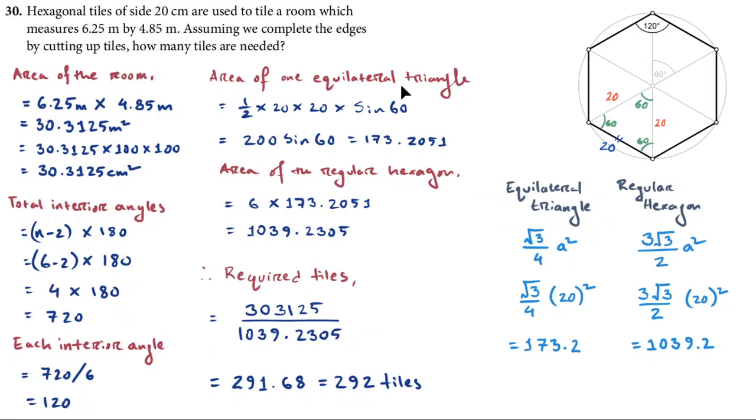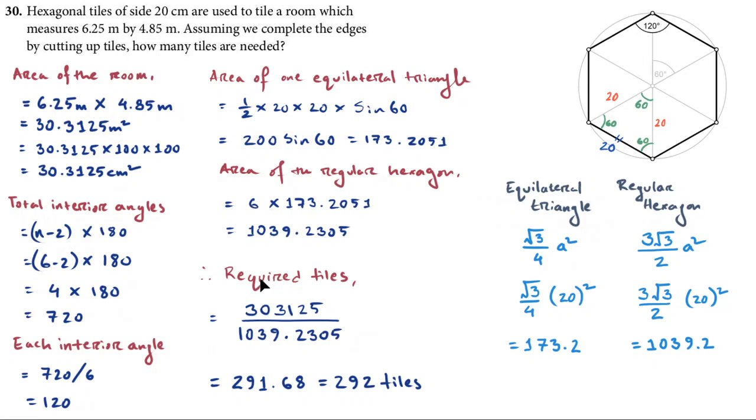To find the area of one equilateral triangle, we will be using this formula, which is half ab sine theta. So half times a, which is 20, b is also 20, sine 60. That gives us this value. For the area of the regular hexagon, which is the whole thing, we just need to multiply this value with 6, because there are 6 triangles, 1, 2, 3, 4, 5, 6, and we got this value.